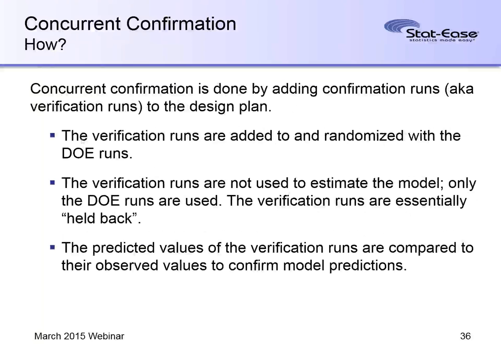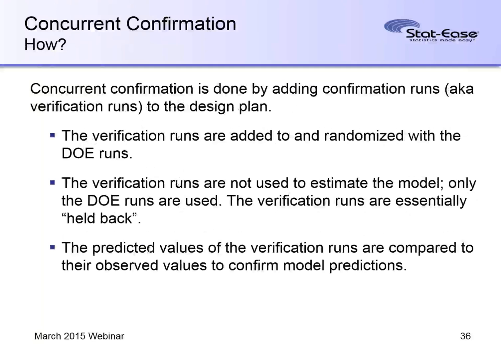What we do is we add verification runs and randomize them within the model building runs, which we call the DOE runs. So we'll do the confirmation runs and the runs that we use to build and analyze the data simultaneously so that we don't have to go back later. The verification runs that are a part of the design plan are not used to estimate the model. They're held back until the very end.